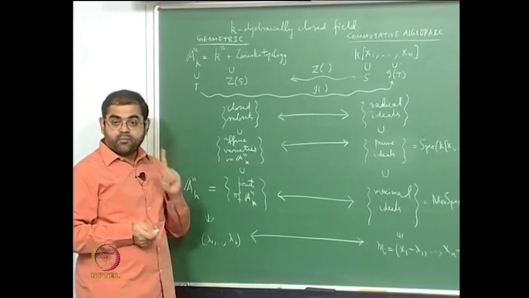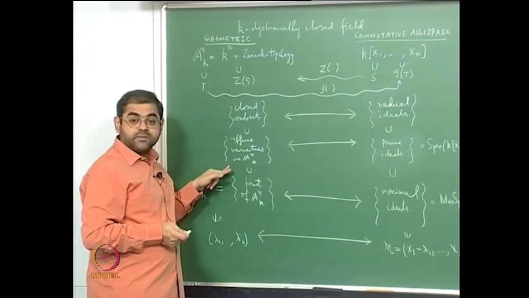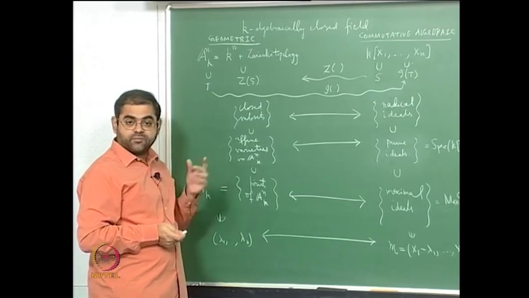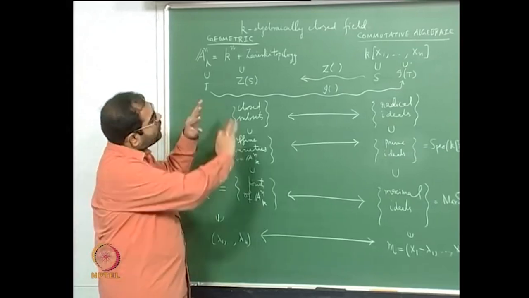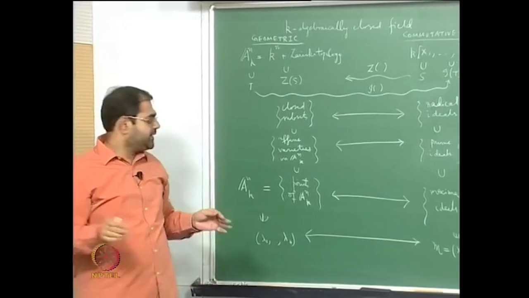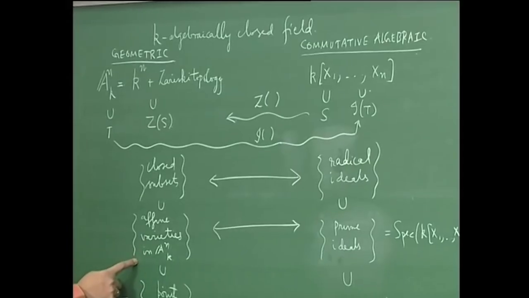But the important technical point is, a scheme is supposed to be locally modeled in this way. It is supposed to be made of affine pieces. So for all of algebraic geometry, no matter how general algebraic geometry you do, these affine pieces are the building blocks.